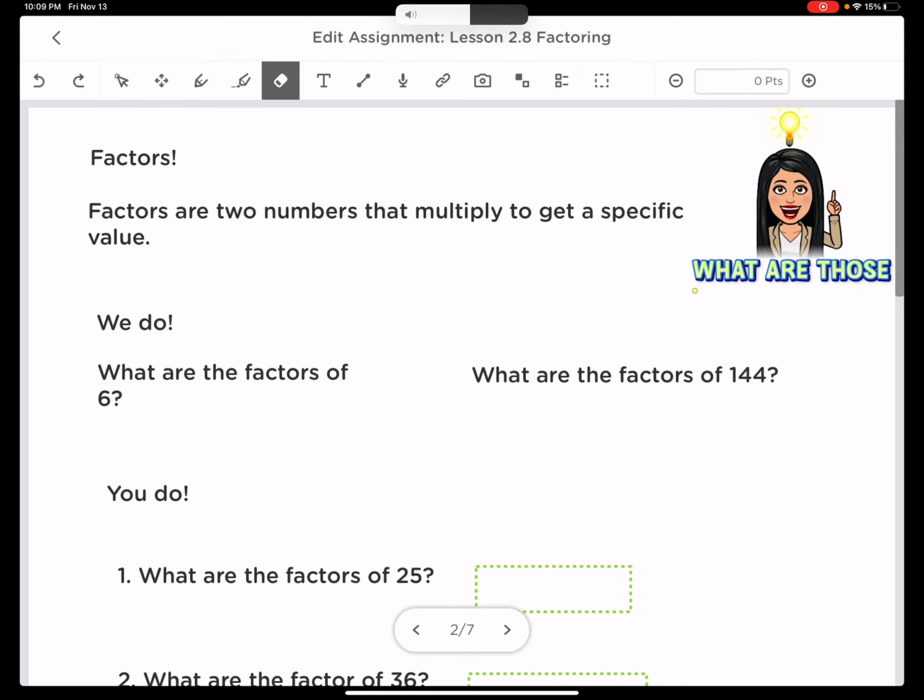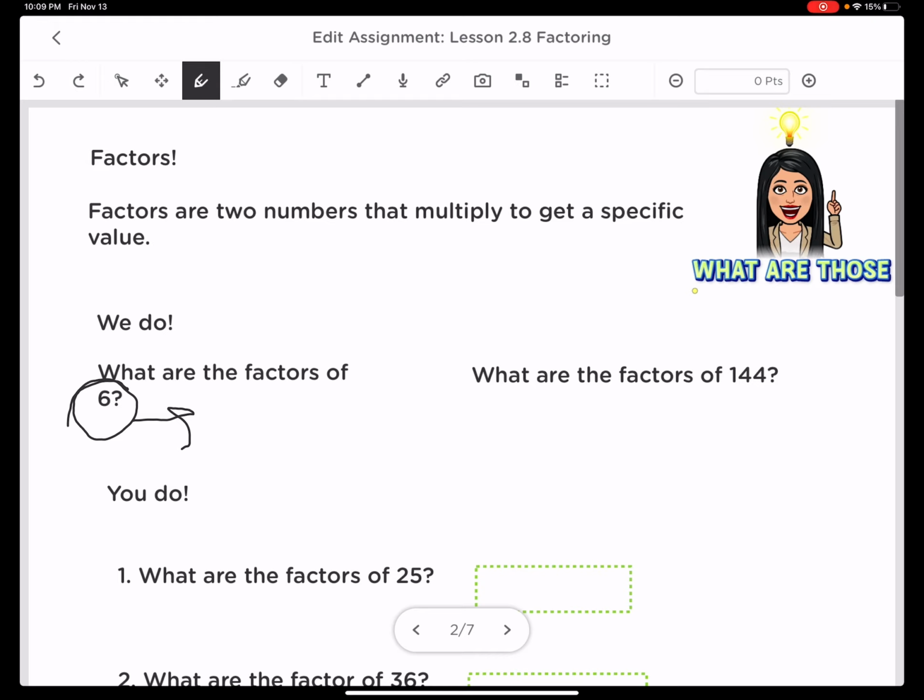So today we're going to learn how to factor. And when we think about factors, factors are the values that multiply to give us the value that we are looking for. So for example, we're going to do this example first. And here we want to find the factors of 6. So the factors of 6 are going to be the factors that multiply to get 6.